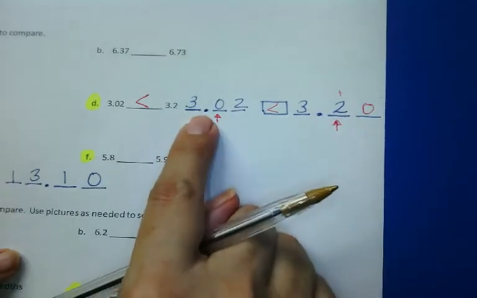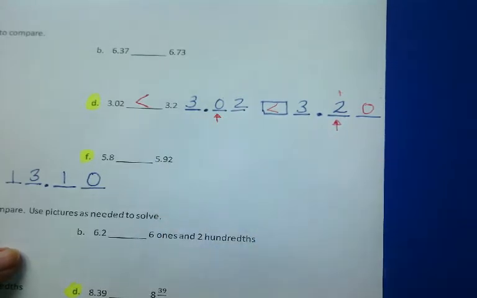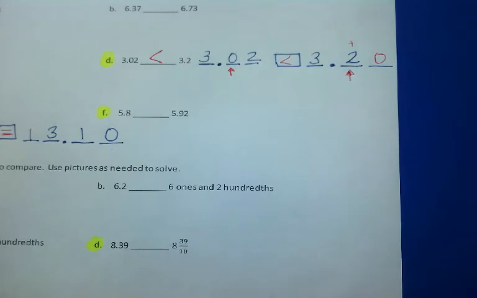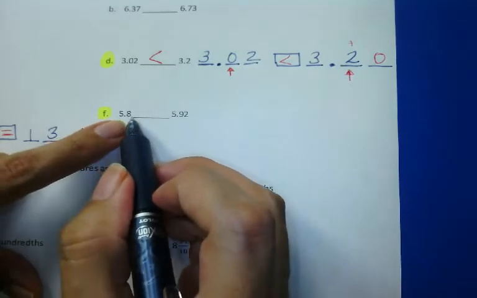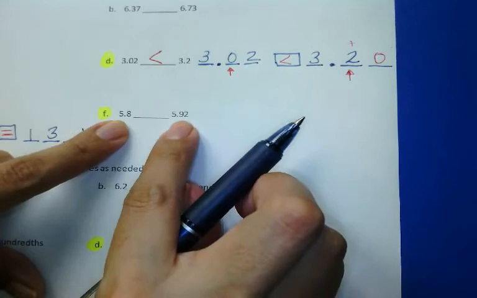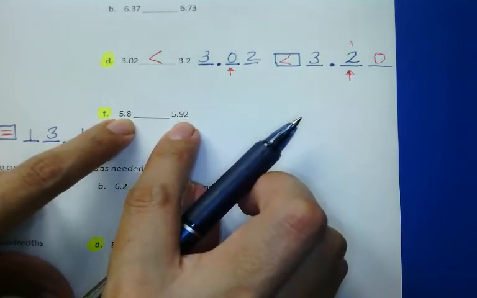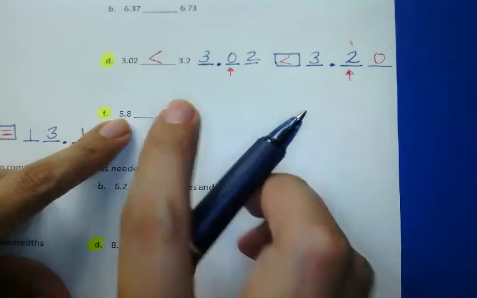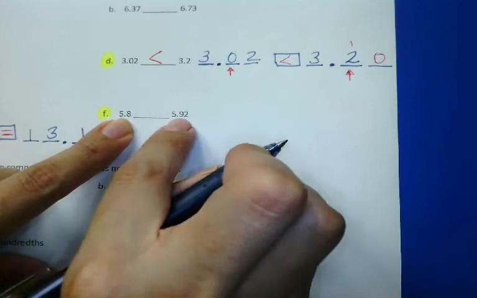So again, if you need to draw the lines to remind you of each place value, go ahead and do that. Let's do one more in this same section. Let's do letter F. I have 5.8 compared to 5.92. Just by looking at it, I think that 8 is less than 92, but let's go ahead and work it out to see if this is true.